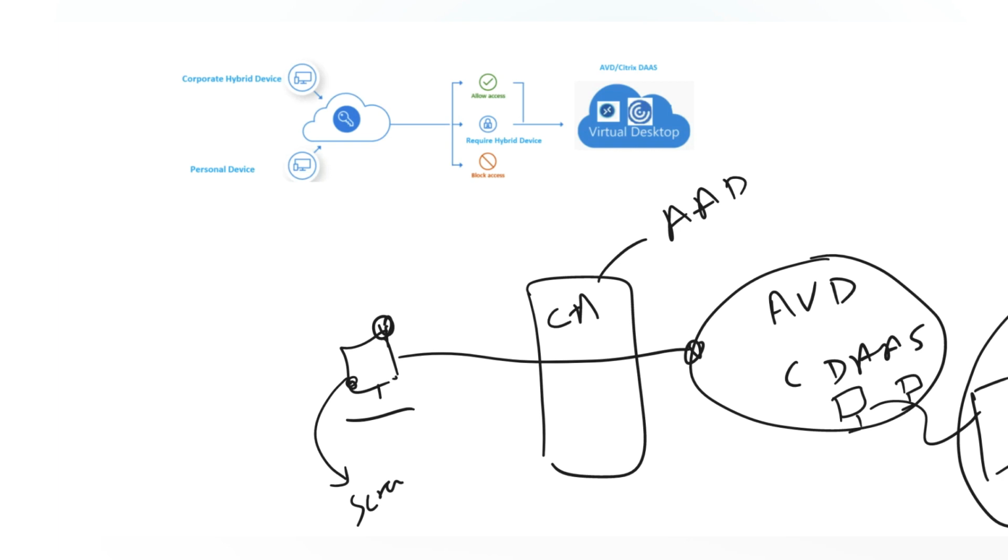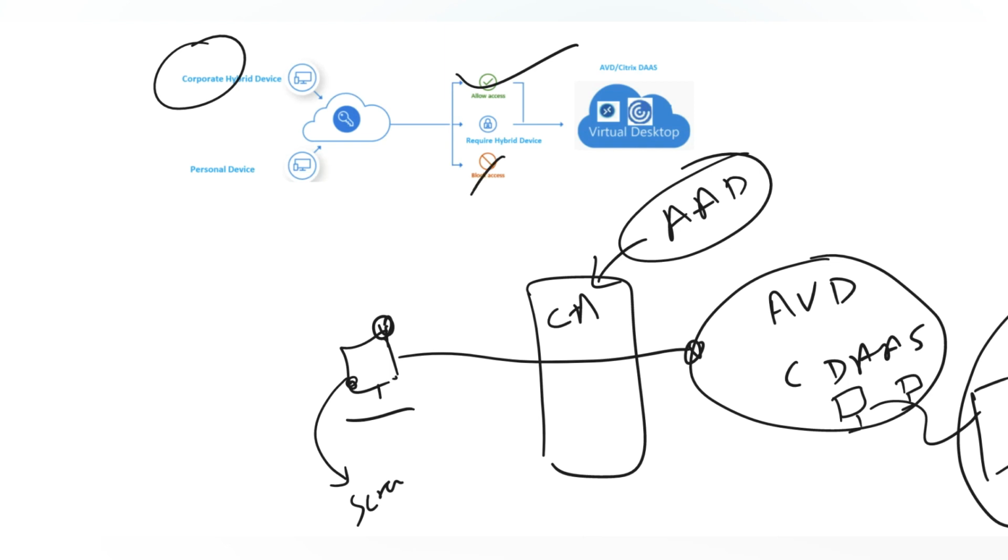When the user tries to access Azure VDI, the first request goes to Azure Active Directory, where you have configured the conditional access policy. The conditional access policy checks whether the device belongs to hybrid AD or not. If the device is part of hybrid AD join, then it will allow access to your VDI. If the device is a personal device which is not hybrid AD joined, then it will deny the connection. This is how you can secure your VDI environment using conditional access policy, where you can block the personal device and allow the corporate device.